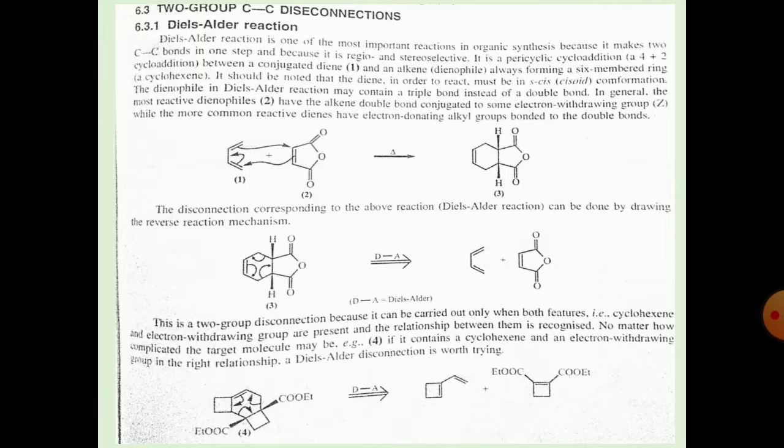In general, the most reactive dienophiles have alkene double bonds conjugated to some electron withdrawing group, while the more reactive dienes have electron donating alkyl groups bonded to the double bonds.